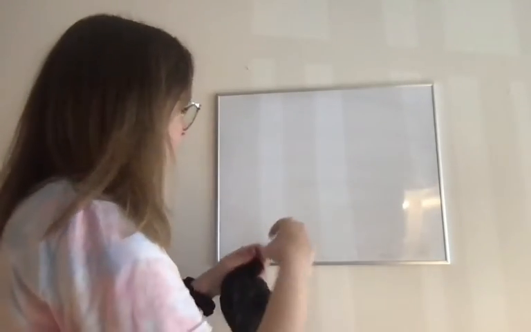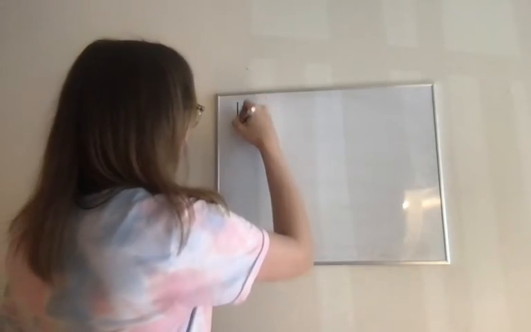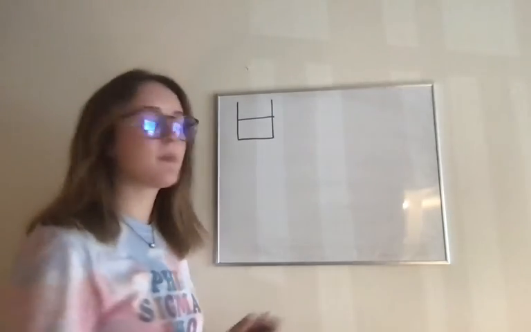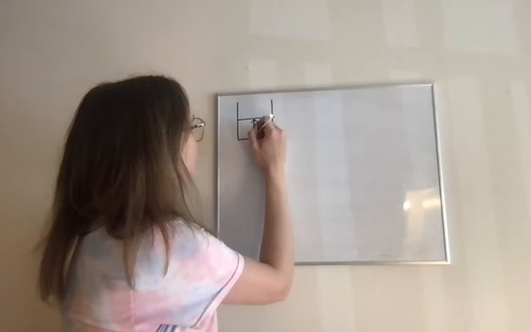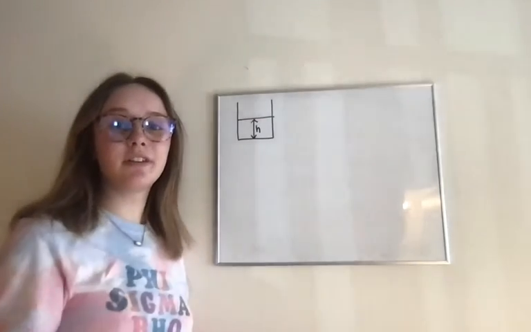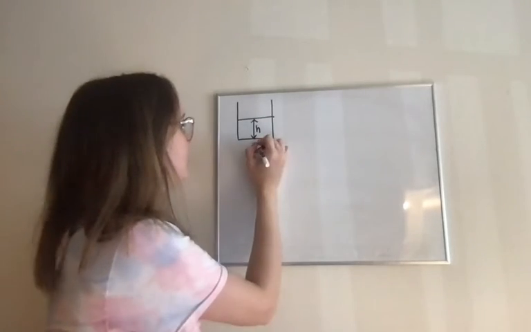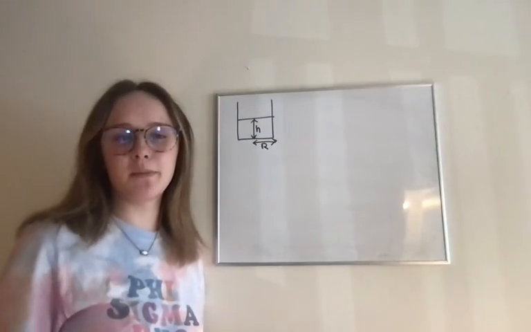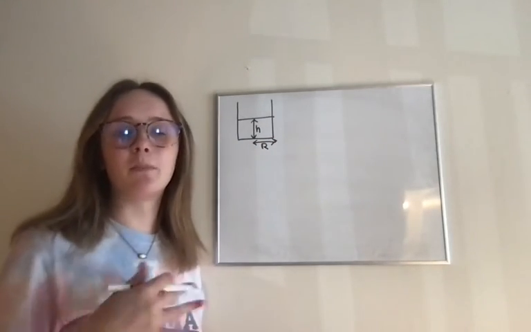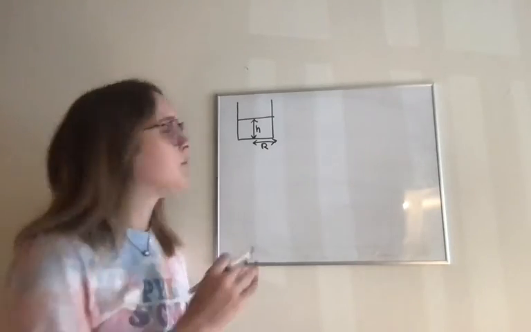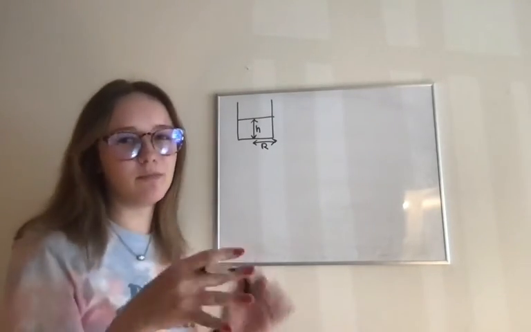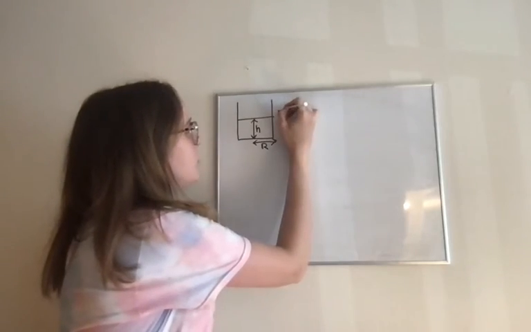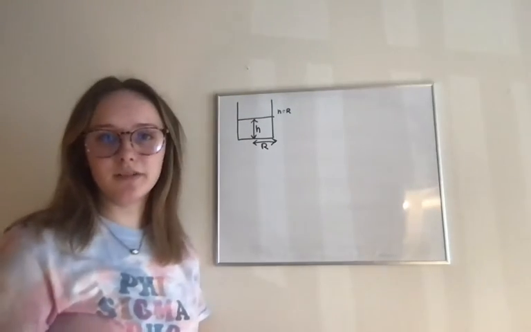we start off with the container with some fluid in it, and the initial height of the liquid is going to be equal to the radius. This is one of our assumptions, and we are doing this so that the math is a little bit easier, because if it were different, it would be much more complicated. So since we have this, we can say that H is equal to R.